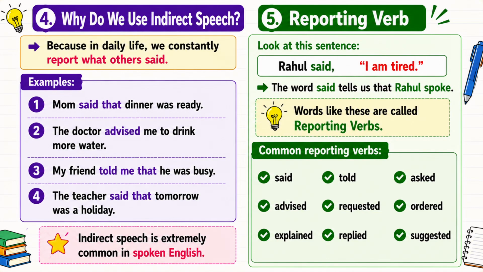Now let us understand reporting verbs. Look at this sentence. Rahul said, "I am tired." The word said tells us that Rahul spoke. Words like these are called reporting verbs. Some common reporting verbs are said, told, asked, advised, requested, ordered, explained, replied, and suggested.